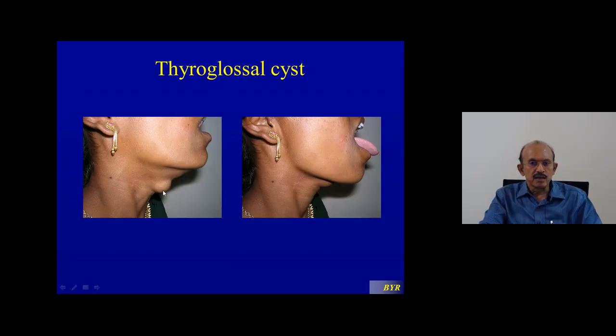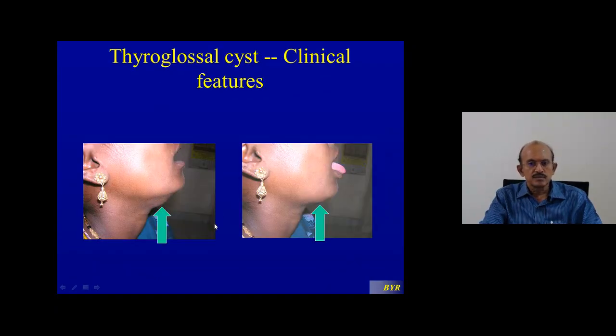So you can see here the swelling. When you make the patient protrude the tongue out, the swelling is being pulled upwards. So this is how you must do the test. First, you must ask the patient to keep the mouth open. Then ask her to protrude the tongue out and to retract the tongue. Whenever the tongue is protruded out, the swelling moves up. Whenever it is retracted in, the swelling moves down. Again, in this child, you can see the swelling here. When the tongue is protruded, the swelling is moving upwards.